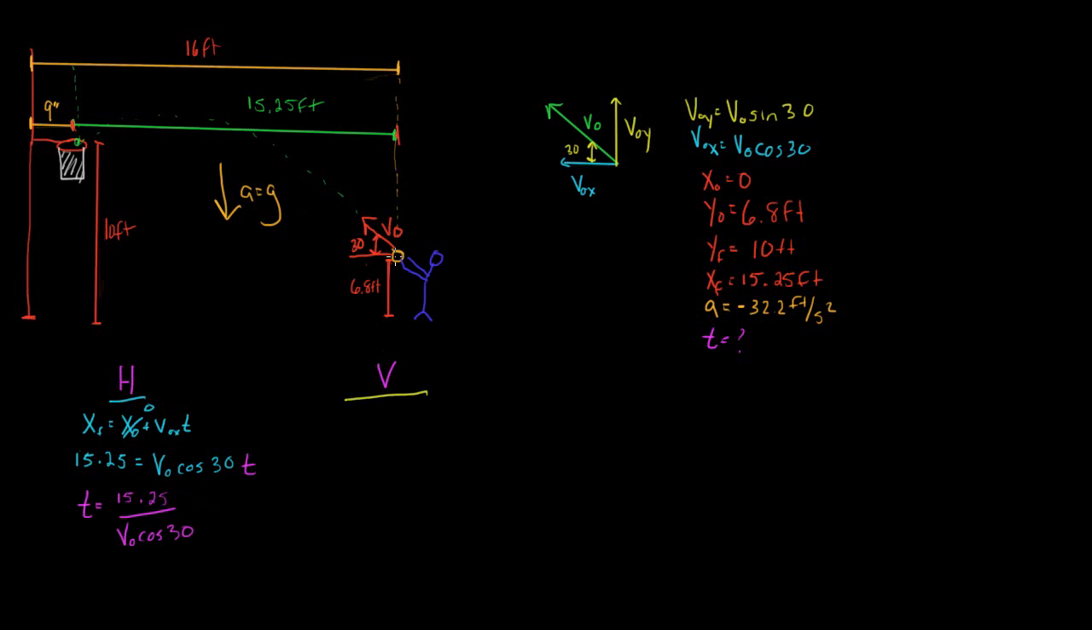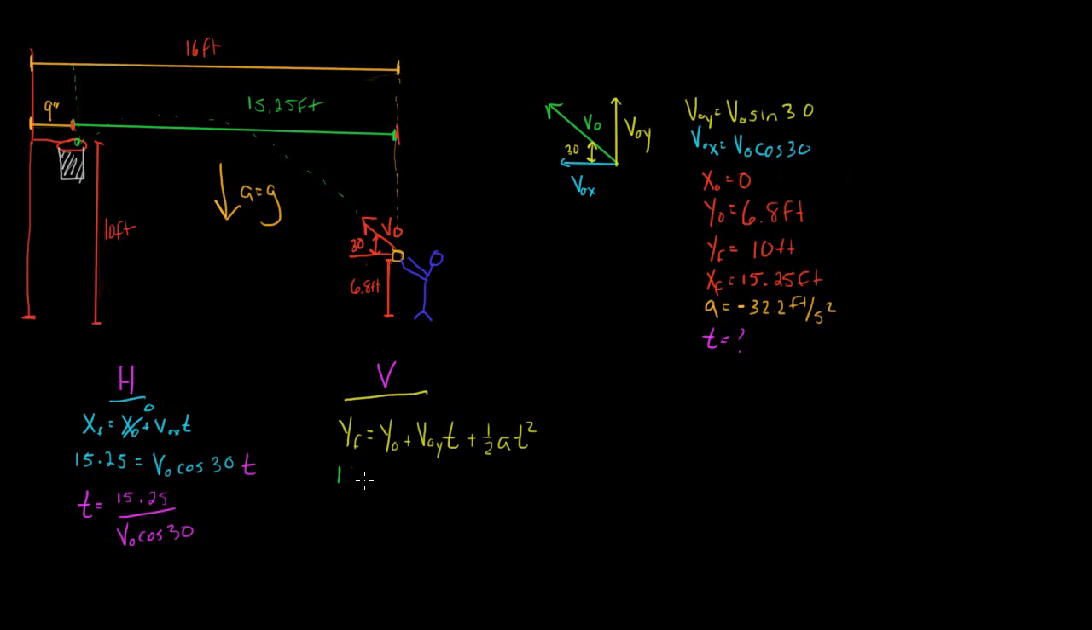If we look at our vertical equation, we can use the equation: a final y position is equal to an initial y position plus an initial velocity in the y direction times time plus 1/2 times the acceleration times t squared. And what do we know here? Well, we know a final position, it's 10 feet. Initial position, it's 6.8 feet. Initial velocity in the y direction, we have an expression for that. We know time, and we know acceleration. So we can plug everything into this equation, solve for v0, and we'll have our answer.